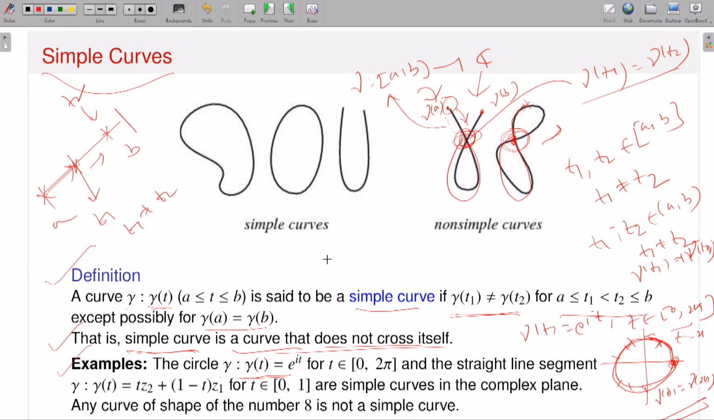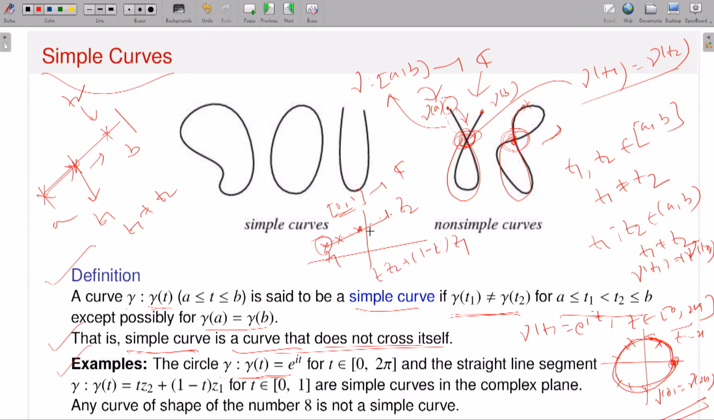Similarly, if I take the straight line, suppose this is my z1 and this is my z2, the straight line is this one. Again it is a map from 0, 1 to C, and the equation is t z2 plus 1 minus t z1, right? If t is equal to 0, it starts from z1, and if t runs from 0 to 1, it will take all the points here and end up at z2. So at each point t in between, if I take two distinct points, I will have two distinct values.